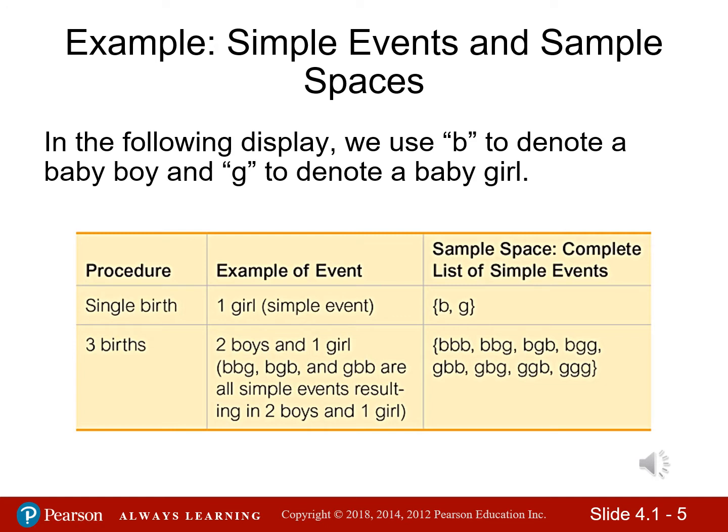Let's consider the following example of simple events and sample space. In this example, we will consider two procedures. For the first procedure, we will consider a single birth, and for the second procedure, we will consider 3 births. We will use a B to denote a baby boy and a G to denote a baby girl.